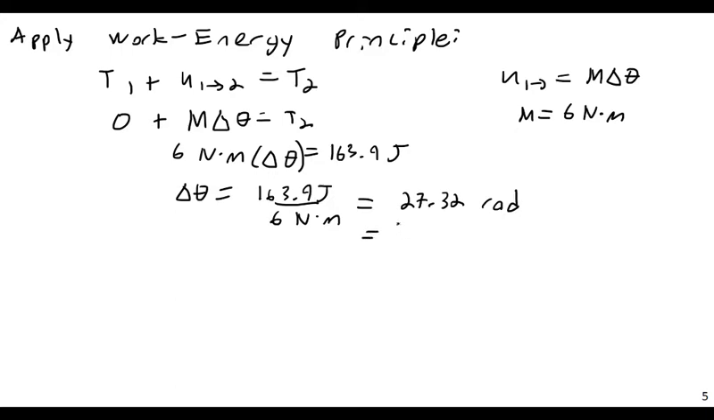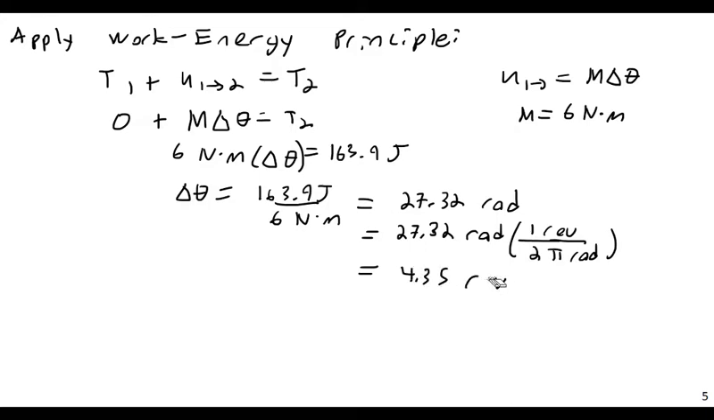Or I can convert that to revolutions. And since we were given it originally in revolutions, we can just go ahead and use that, because actually, I shouldn't just assume that it's okay. I actually do have to convert it to revolutions because it's asking for revolutions. So 27.32 radians times 1 revolution divided by 2 pi radians. And I find that I need 4.35 revolutions, and that would be my first final answer.